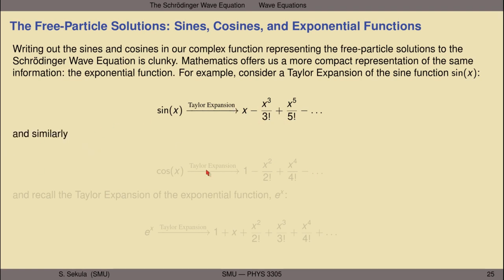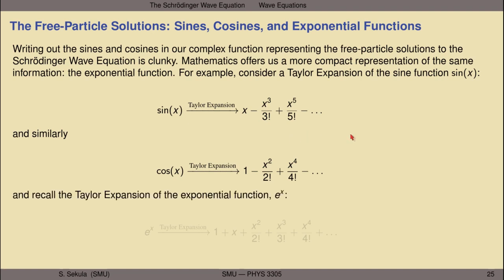Similarly, the cosine function can be Taylor expanded into the following: 1 minus x squared over 2 factorial plus x to the fourth over 4 factorial, etc. Notice that the sine involves only the odd powers of x, and the cosine involves only the even powers of x, so x to the 0 is 1, x squared, x fourth, and so forth. And the sums all have alternating pluses and minuses that are used to combine the terms together.